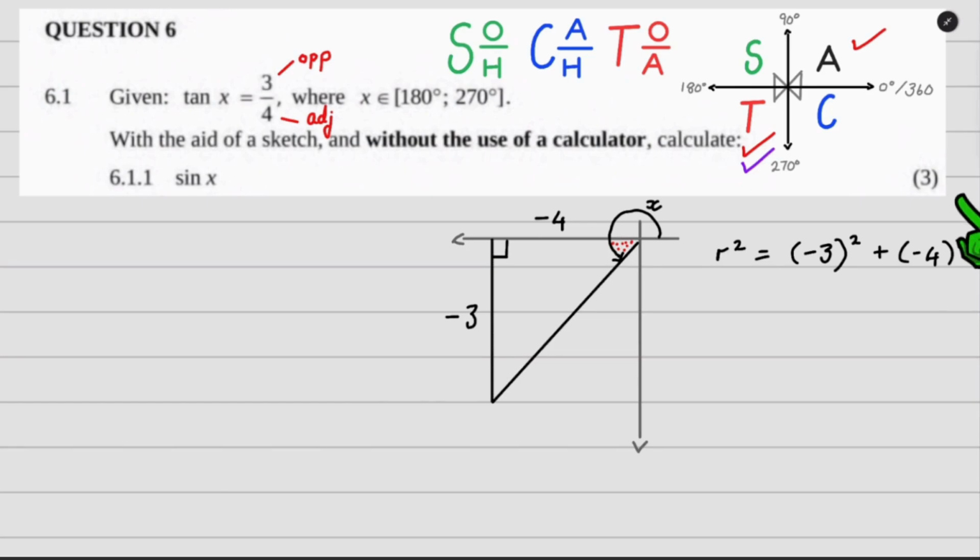2 possible answers for r. You could either be +5 or it could be -5. And the rule with these sketches is your hypotenuse can only be positive. You can never ever have a negative hypotenuse. So we're going to select the positive version of the radius, and then we chuck that on the sketch at the same time. And now we're finally ready to answer this question.